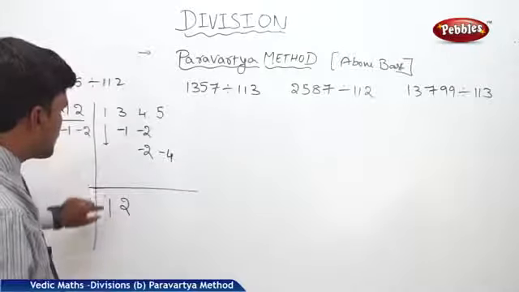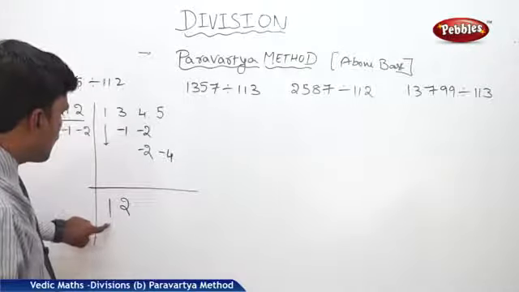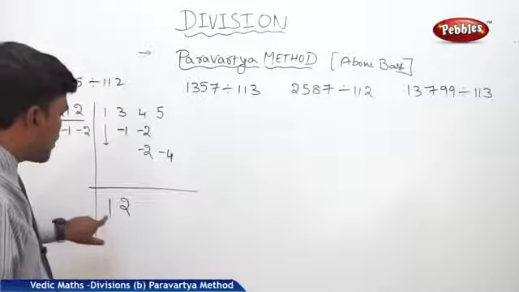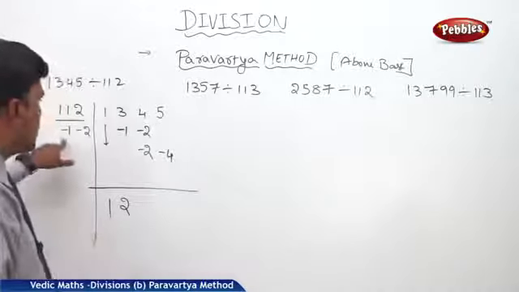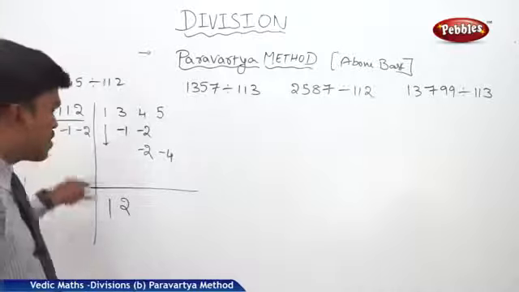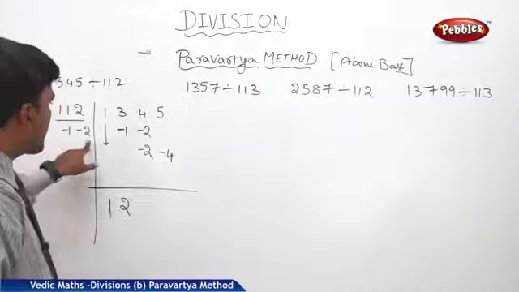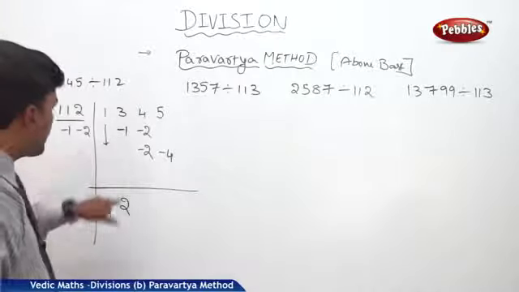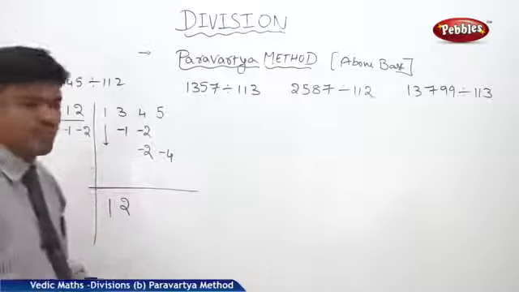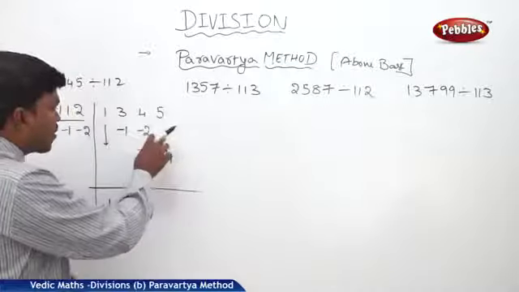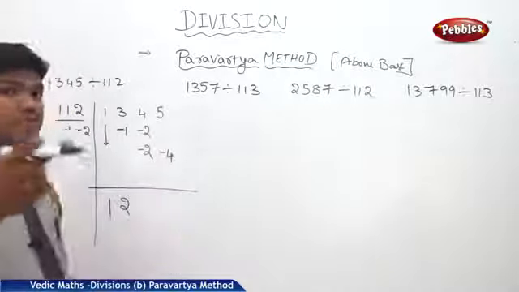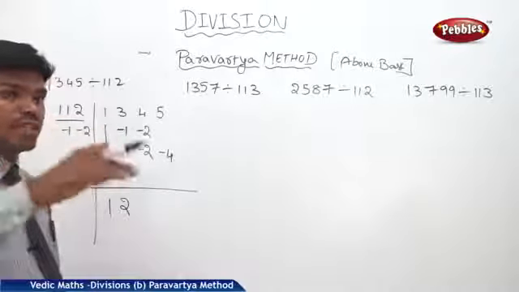First, drop the first digit as it is, so 1. After dropping it, multiply the first digit with the complements. So 1 into minus 1, minus 1; 1 into minus 2, minus 2. Now this is the second row. The next step will be in the third row, after that the fourth row. Like that it will go.